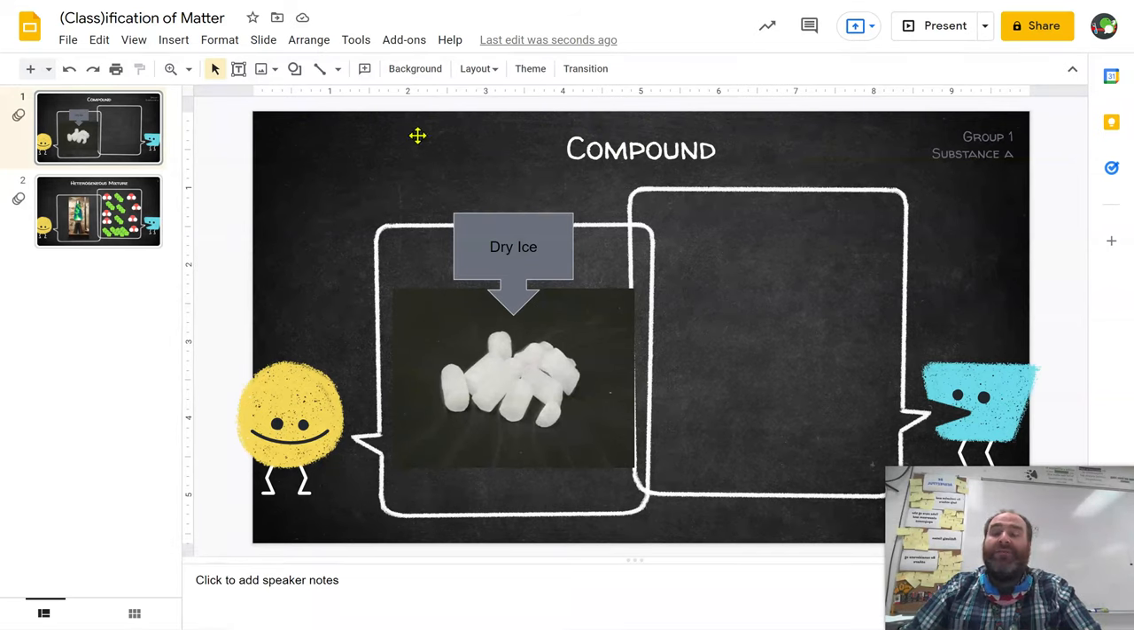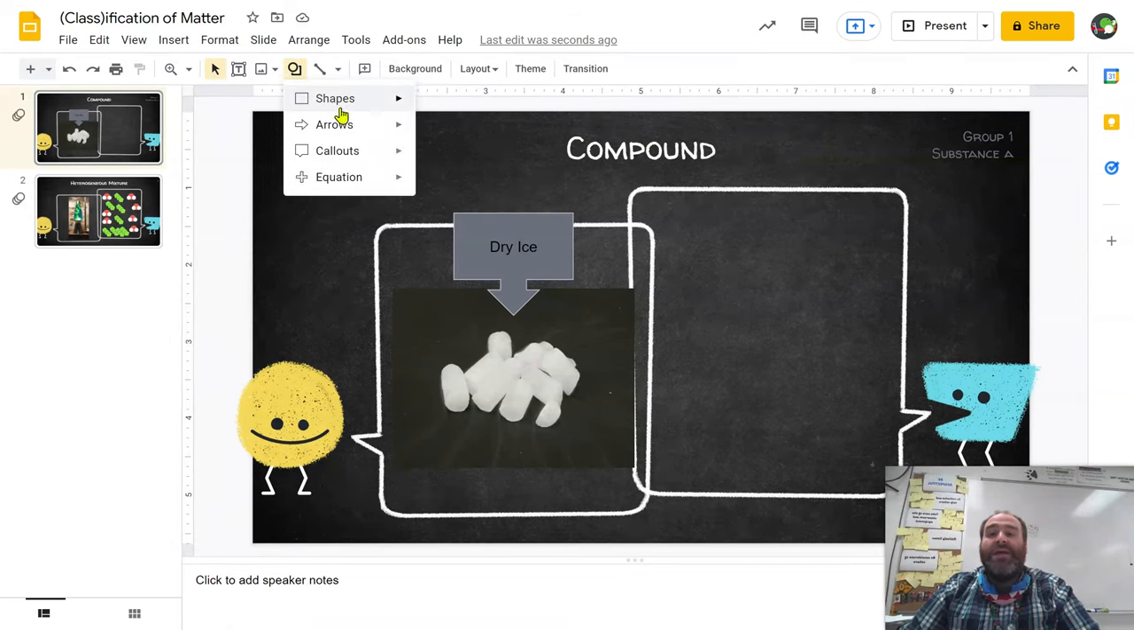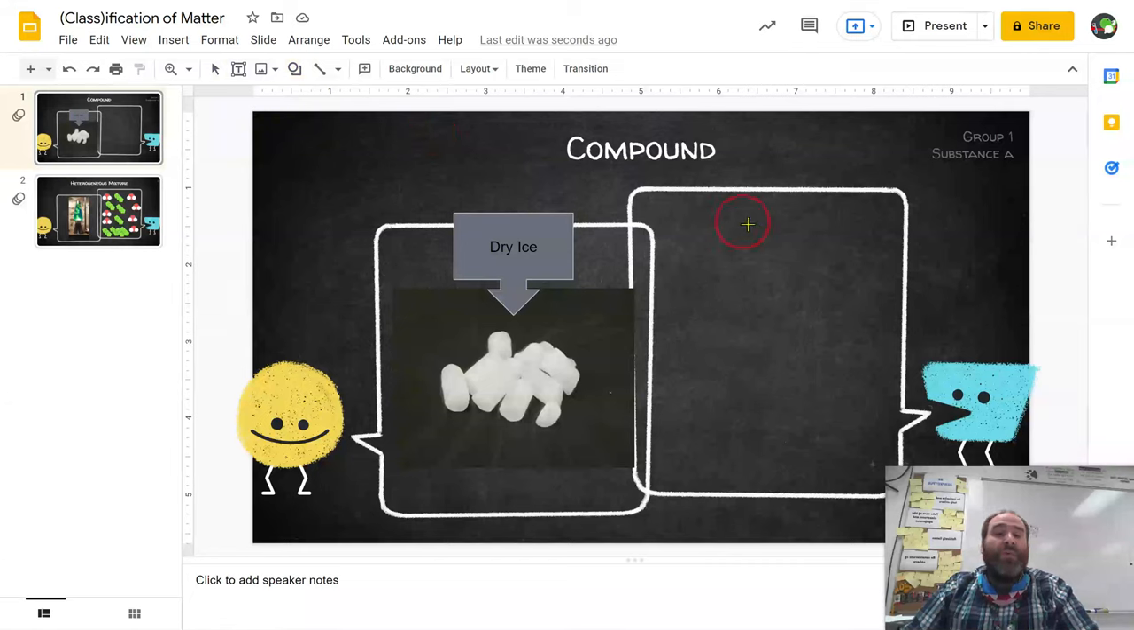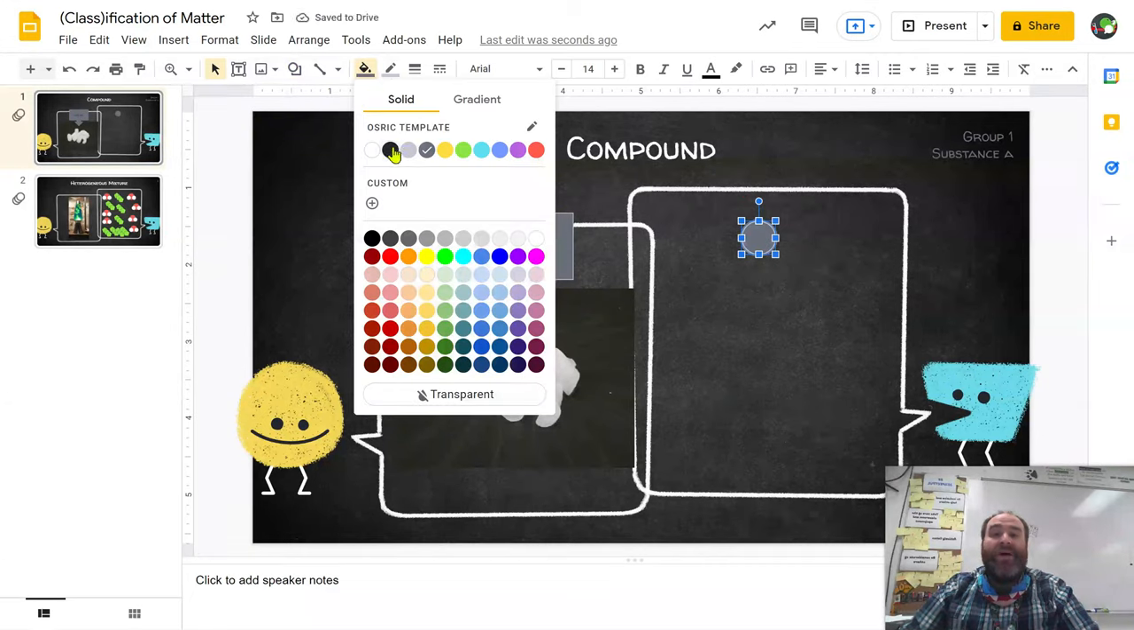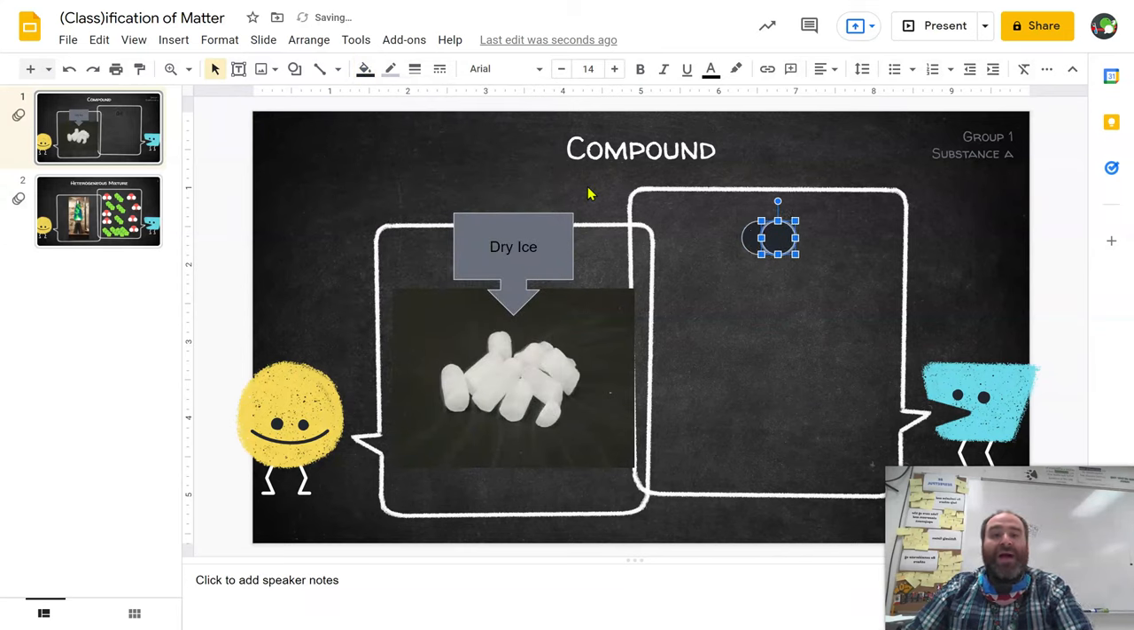Okay, because this is a compound, we're going to go ahead and designate what this looks like at the atomic level. This is the micro level drawings. Now, the micro level drawings, we're just showing what the atoms are doing. And I know that carbon dioxide is made out of a carbon atom and two oxygen atoms.